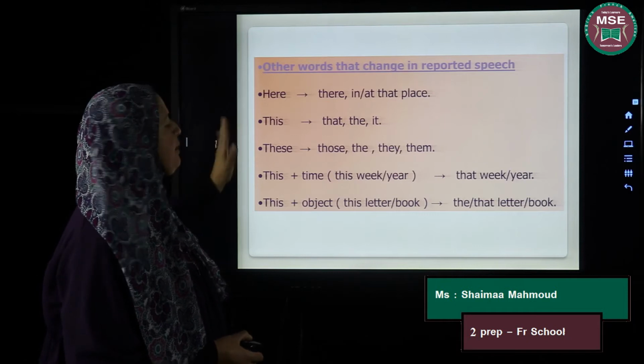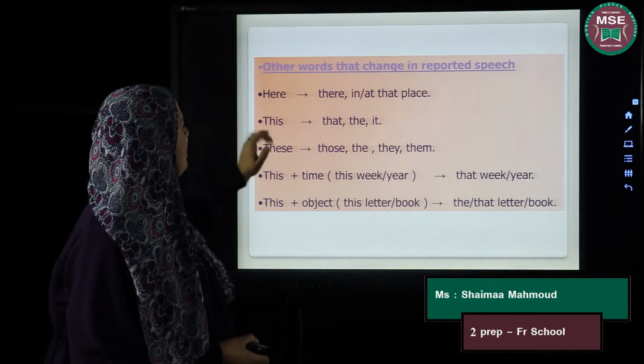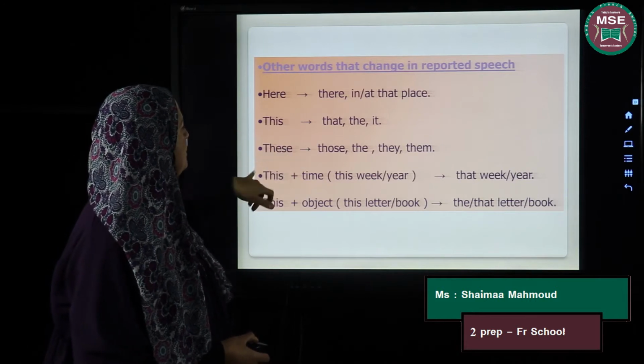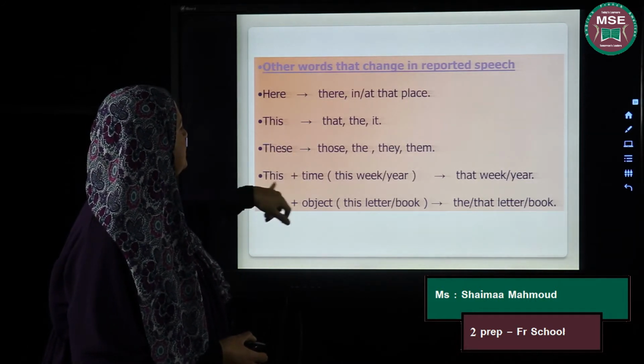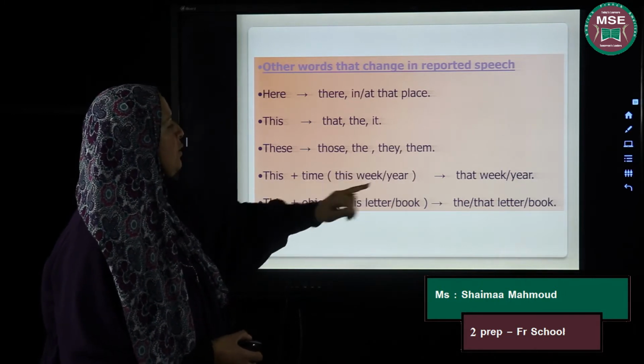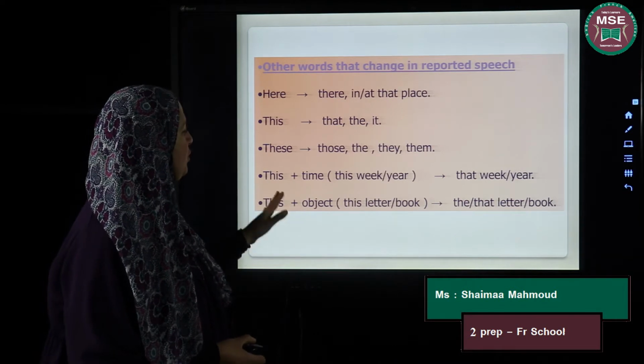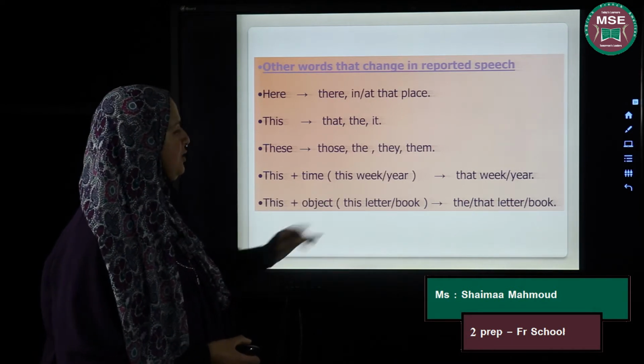Also, we have some important changes you have to study well, such as here would be there; this, that; these, those; and this plus any time, this week or this year, that week or that year. This plus any object, this letter or this book, would be that letter or that book.